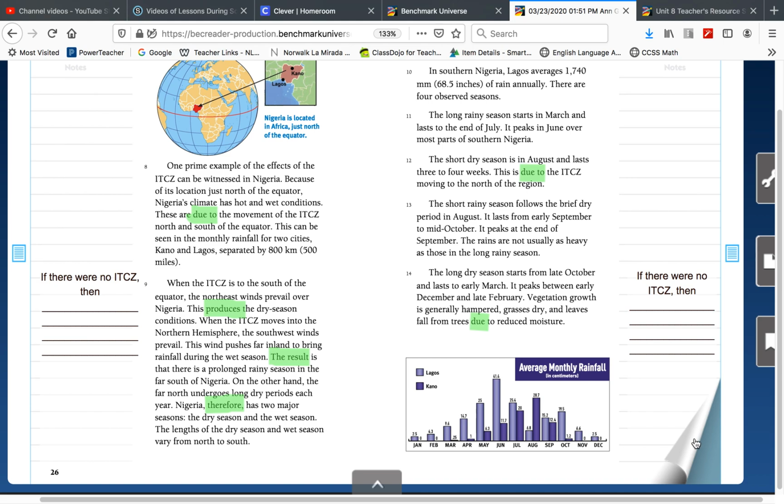Turn to page 27. Remember, you're annotating in the margins with your pencil. Paragraph 14. The ITCZ causes the dry season from late October to early March. What does that do to the plants? So if there were no ITCZ, then what would happen to the plants?